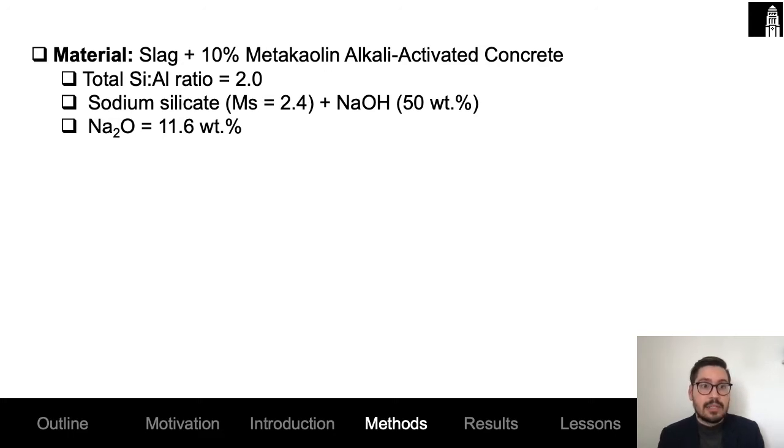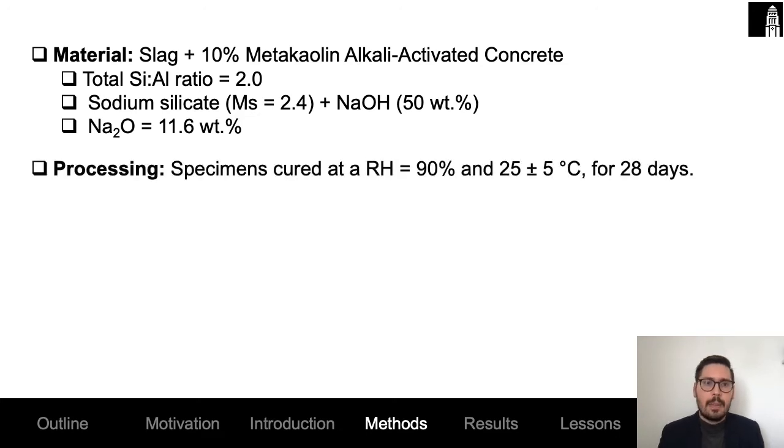We used a sodium silicate solution with a sodium hydroxide solution. The sodium silicate solution had a silicon modulus of 2.4, and the sodium hydroxide solution was composed of 50% by weight sodium hydroxide. These two solutions were combined to create the alkali activator, and in total the mixture had a sodium oxide content of 11.6 weight percent. The specimens were cured at a relative humidity of 90% at room temperature for 28 days prior to testing.